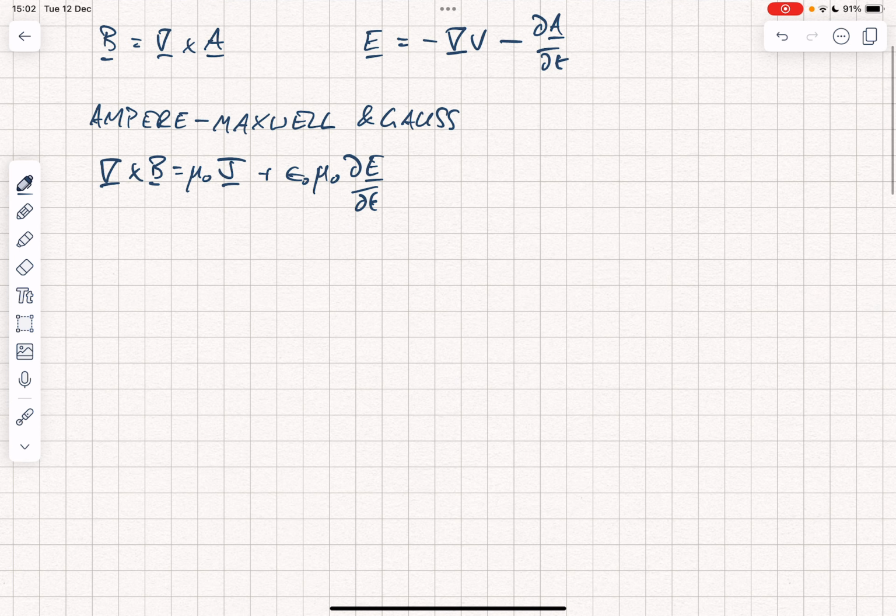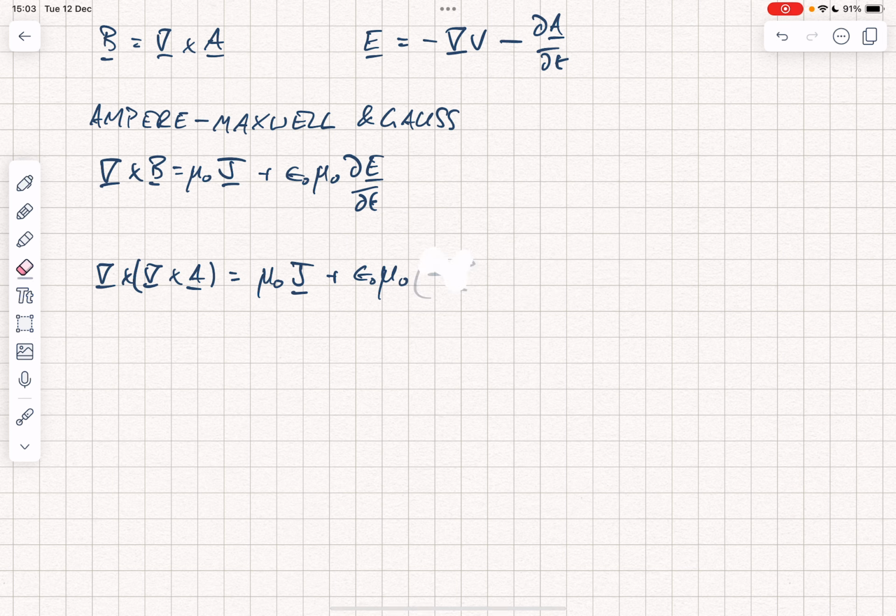Once they're decoupled, then we can solve them. So if we substitute in, then we have the curl of curl of A is equal to mu naught J. J here is the source term, so we're always going to keep that, plus epsilon naught mu naught, sorry, I forgot a d by dt, d by dt of minus grad V minus dA by dt.